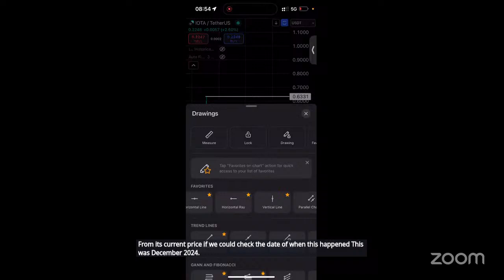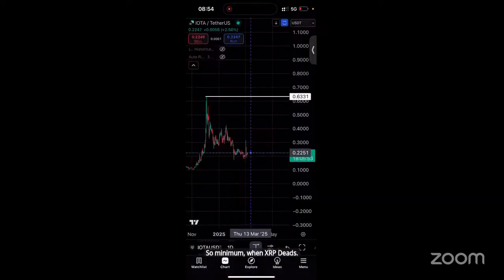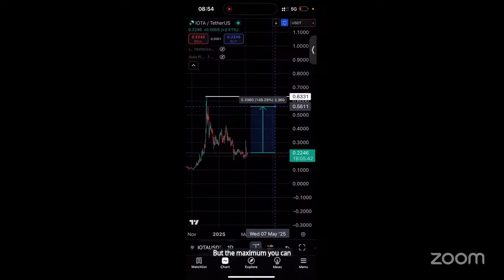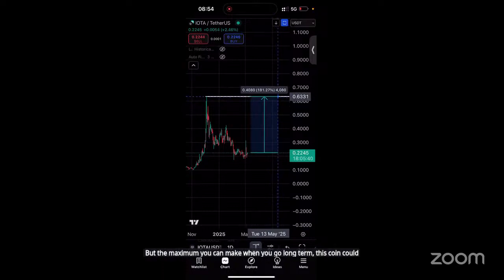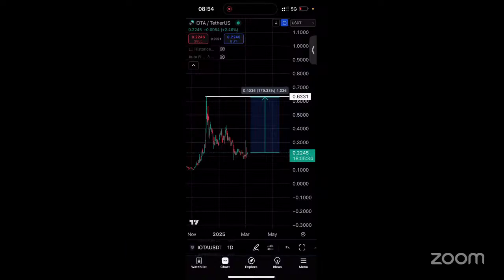So minimum when XRP gets a reserve policy, the minimum you can make from this coin is more than 30%. But the maximum you can make when you go long term, this coin could give you a return on investment of 180%. I'm speaking like lingua, but I'm telling you facts, guys. The history is about to repeat itself.